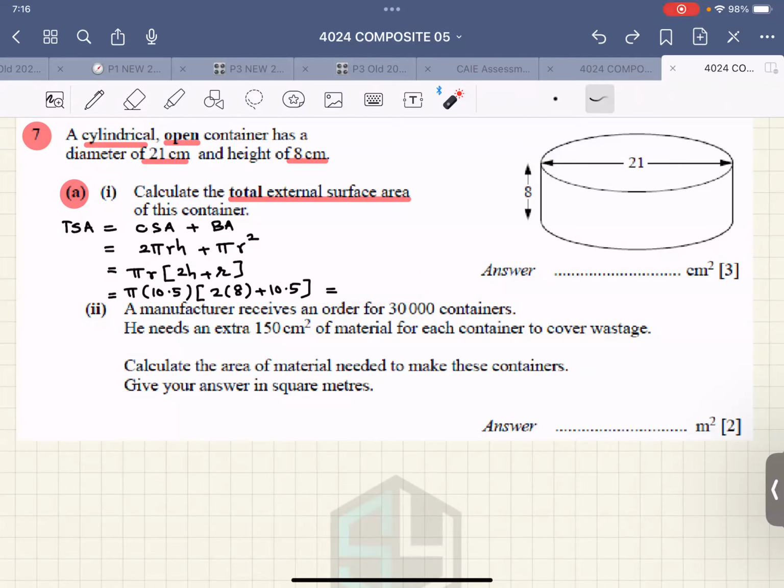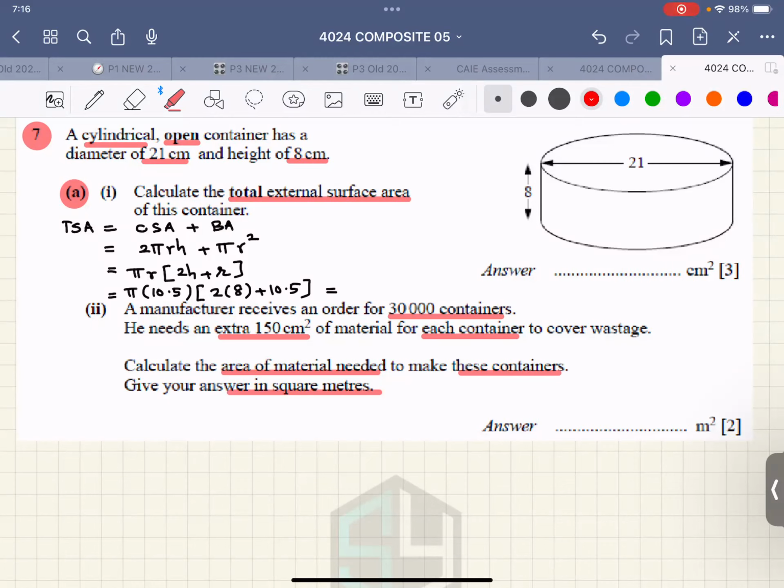Now let's move to the next part. A manufacturer receives an order for 30,000 containers. He needs an extra 150 of material for each container to cover wastage. Calculate the area of the material needed to make these containers. Give your answer in square meters.